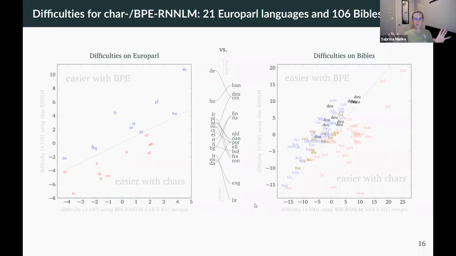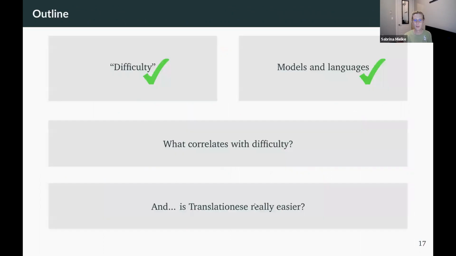So this is the main results of that paper. Well, not really. We really wanted to do something else, right? We really wanted to figure out what correlates with difficulty. What is it about these languages that makes it harder?